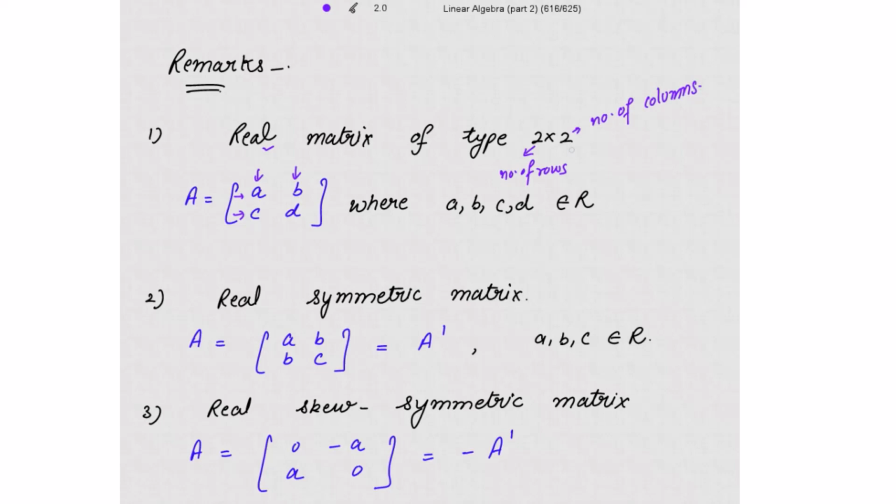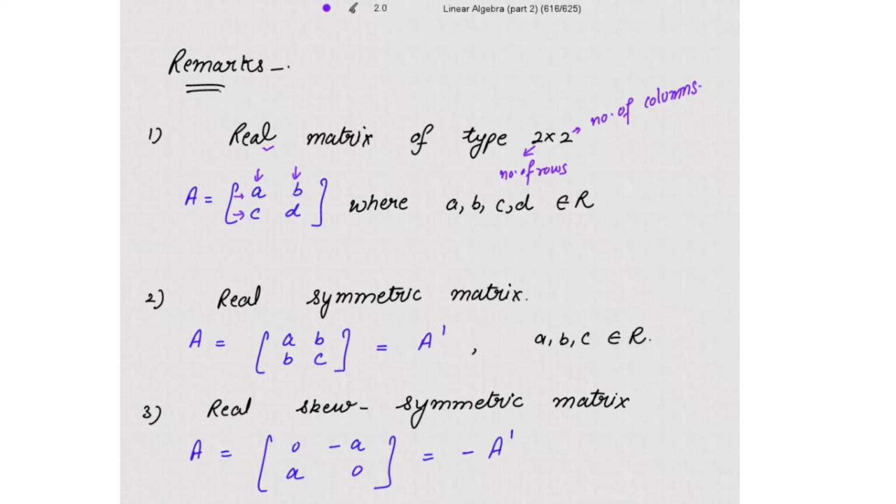If I am having 2 by 3, which means the matrix is having number of rows equal to 2 and number of columns equal to 3. Next, real symmetric matrix. Here, if I take A equal to [a, b; b, c] and take the transpose of this matrix, then I again get my A, right? Such kind of matrix is symmetric matrix, where a, b, c are again real numbers because it is a real symmetric matrix.